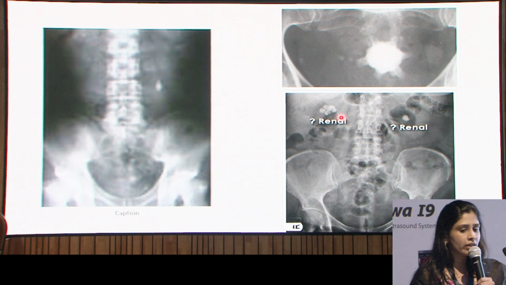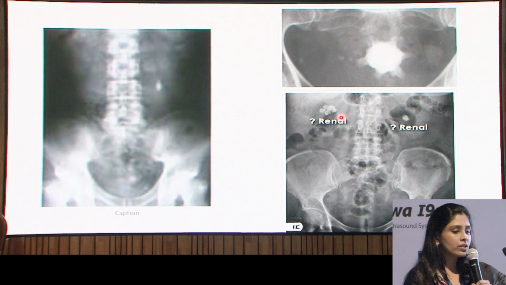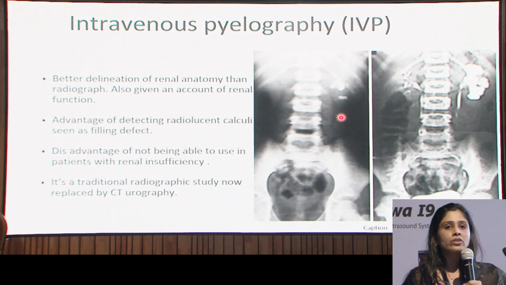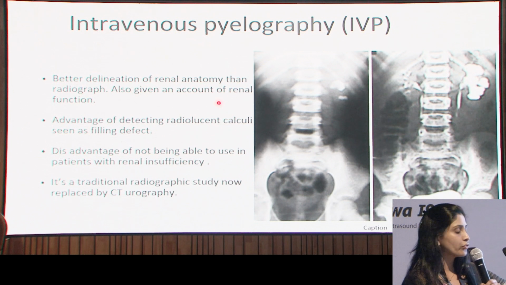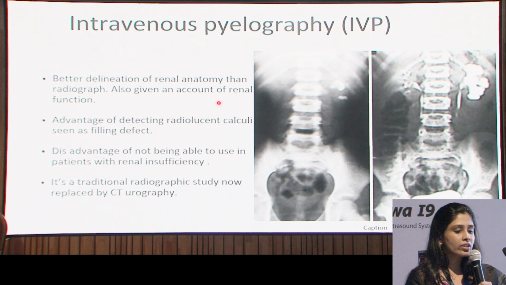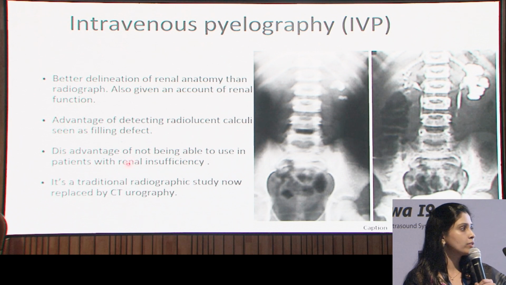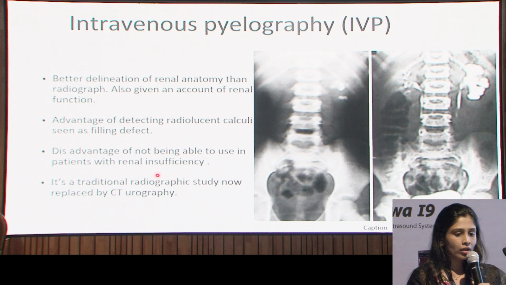So this is intravenous pyelography. Intravenous pyelography is important in the sense that it not only gives us an account of renal anatomy, but also an account of renal function. Disadvantage: it is not used in patients with renal insufficiency. Now it is majorly replaced by excretory urography.